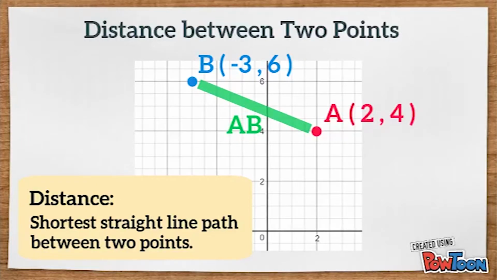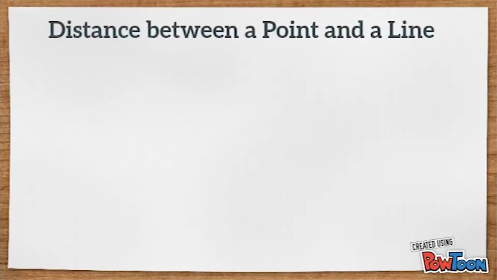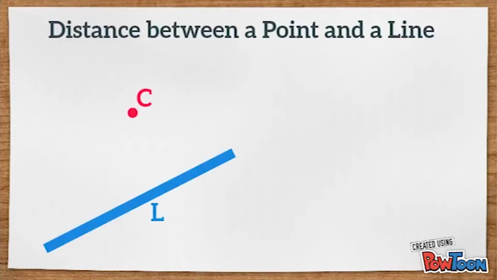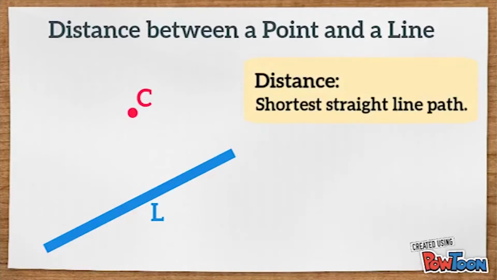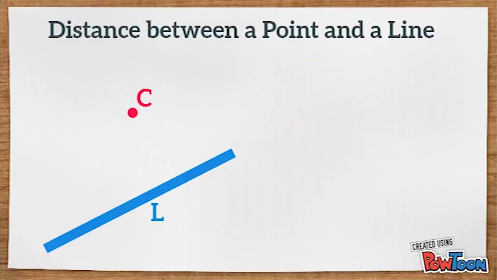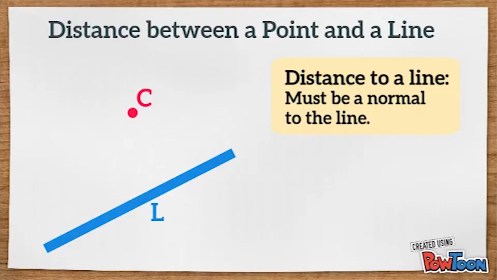Now let's move on to looking at the distance between a point and a line. Let's say we have a point C and a line L. So what will be the distance between them? Once again, let's recall that distance is the shortest straight line path. One important thing to note is that for lines, the shortest straight line path will always be a normal to that line. Hence, the distance between point C and line L will not be this or this, but this.